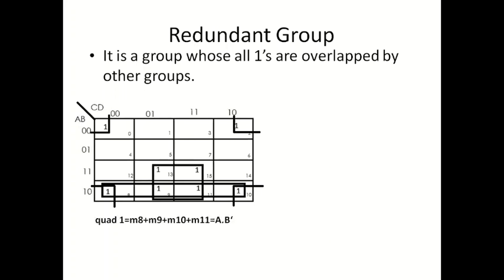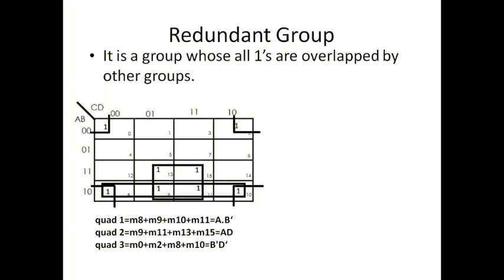Okay, now the quad number 1 I am taking as M8 plus M9 plus M10 plus M11. Now if you take this quad, then your expression is going to be A dot B complement. Now the quad number 2 I am taking as M9, M11, M13, and M15. So this is equal to AD. Now I'm going with the quad number 3. In the quad number 3, you can see here M0, M2, M8, and M10. Now if you see, this expression is reduced to D complement.